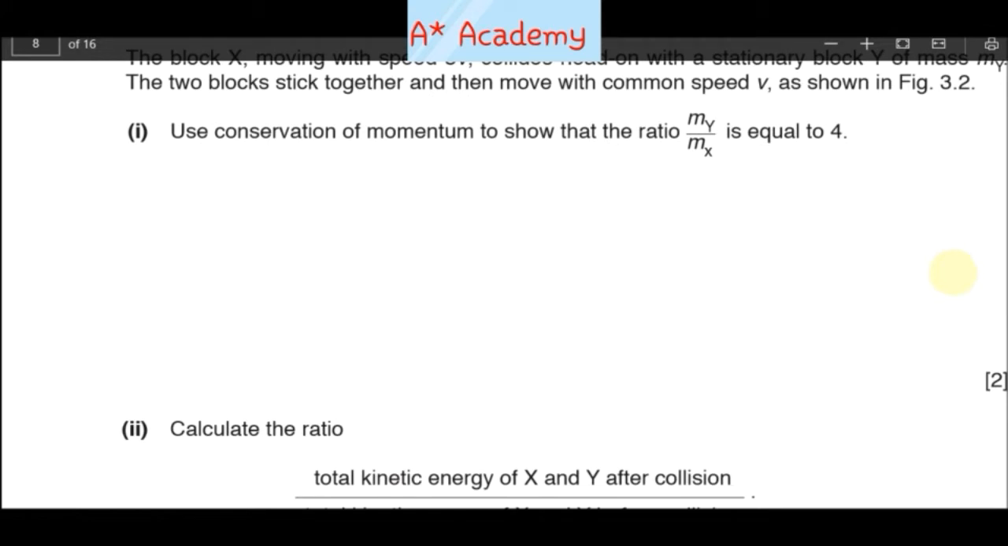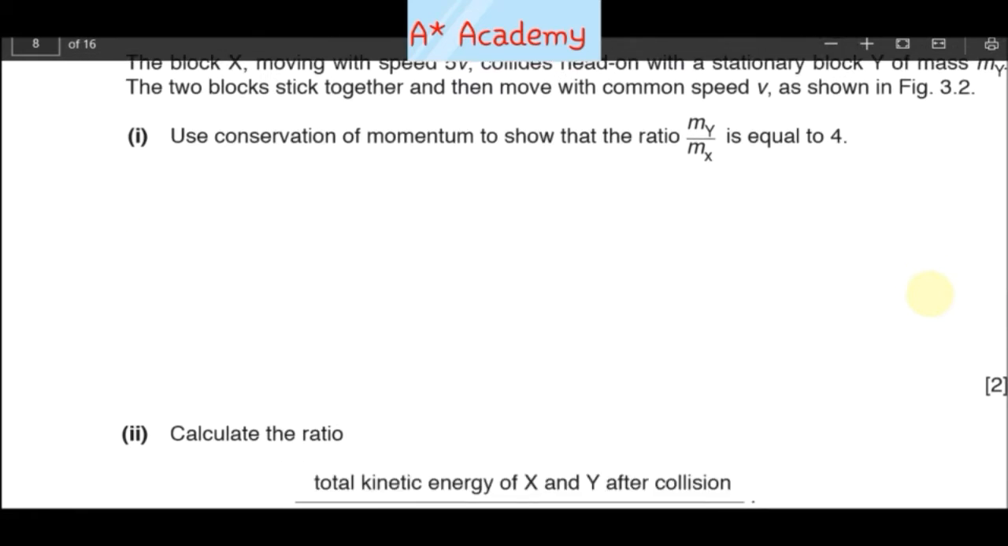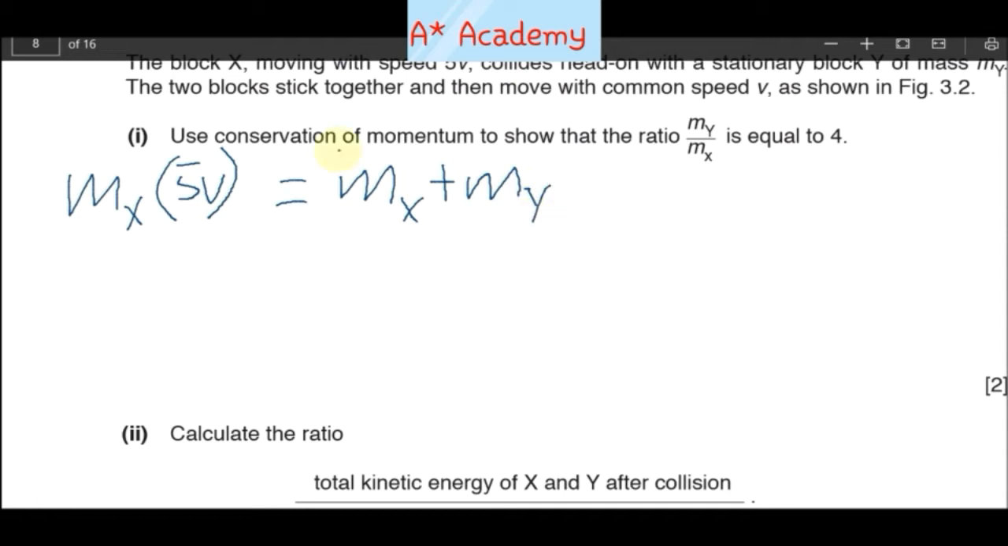Well, the principle of conservation of momentum says that for an isolated system of interacting bodies, the total momentum in any given direction is constant. This means that momentum before collision is equal to momentum after collision, provided that the system is isolated. There are no external forces acting on the system. So what is the momentum before collision? Before collision, we have mass X times 5v. After collision, however, we have the two masses stuck together and moving at a common velocity of v.